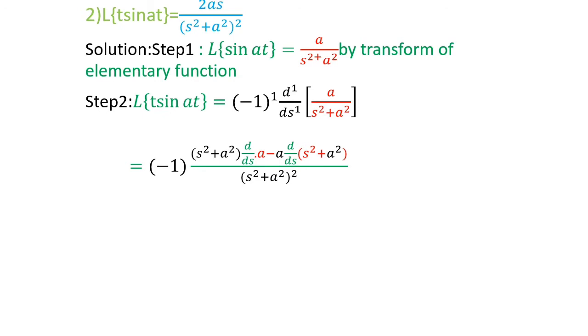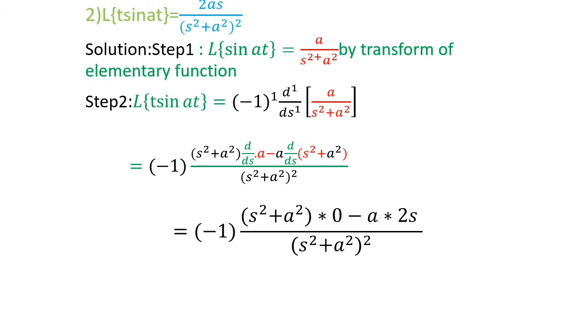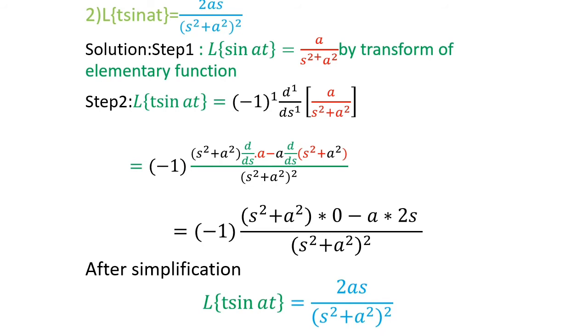We get this formula. After differentiating the value a, we get 0, and for s square plus a square, we get 2s. Putting this value in the next expression, that is minus 1 times s square plus a square into 0 minus a into 2s. After simplification, we get Laplace transform of t sin at equals 2as upon s square plus a square whole square. So this is the next formula.